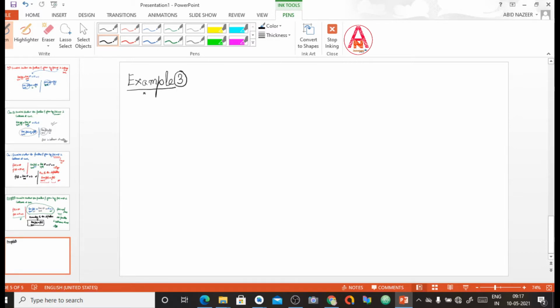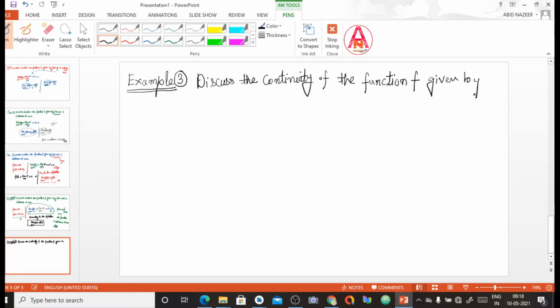Example 3. Discuss the continuity of the function f given by f(x) is equal to mod x, f(x) is equal to mod x at x is equal to 0.